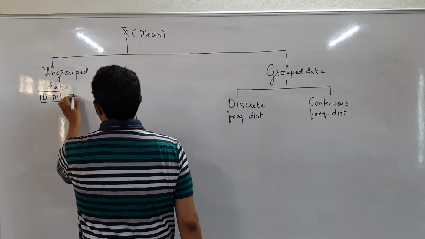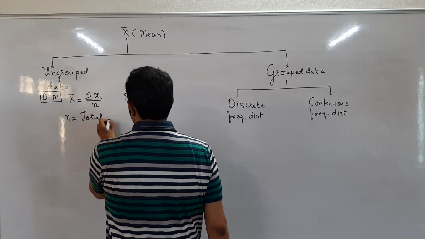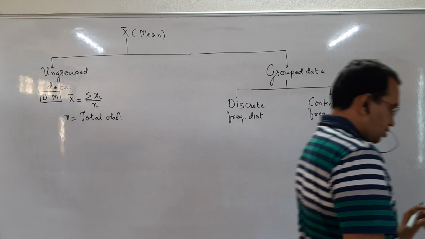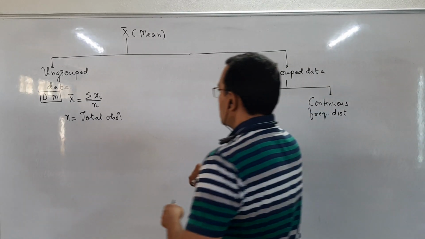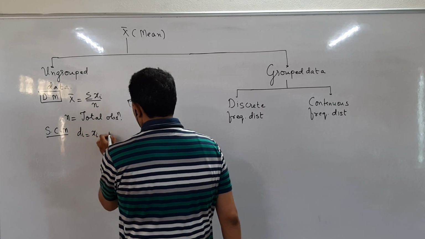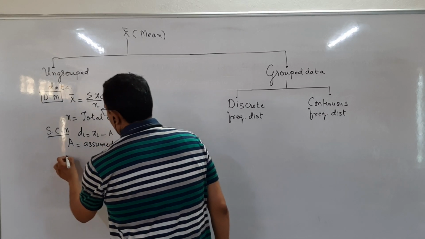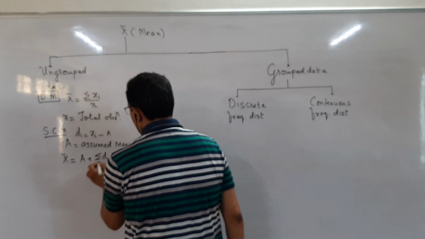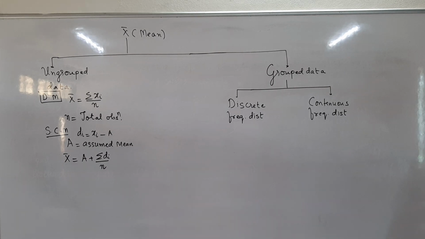Last time I told you X bar is equal to sigma xi upon n, where n is the total number of observations. We have already discussed this, but once again, as a revision, I am going to go over this formula. Now, in the shortcut method, SCM, di is equal to xi minus a, where a is the assumed mean, and the formula is x bar is equal to a plus sigma di upon n.